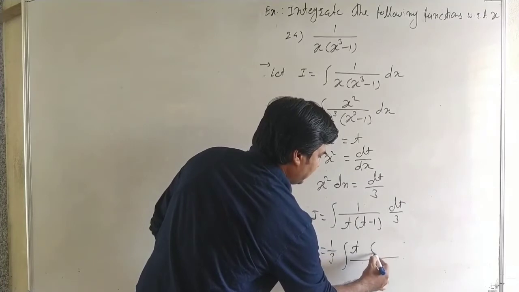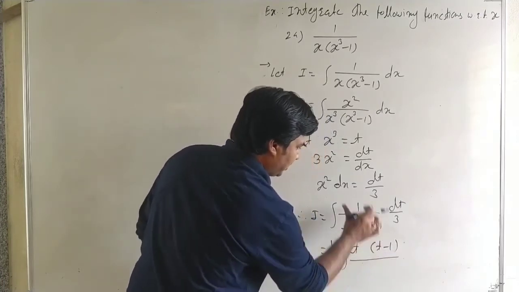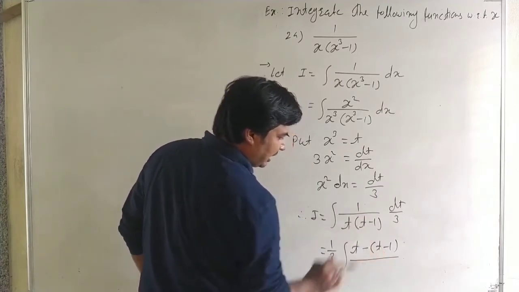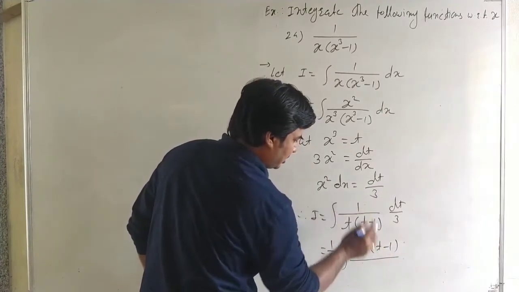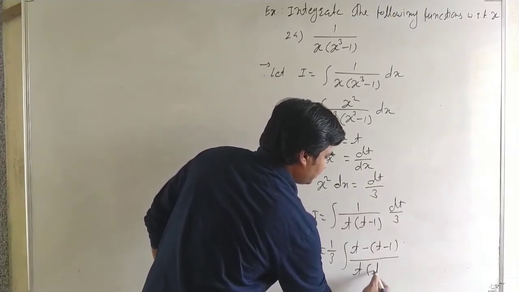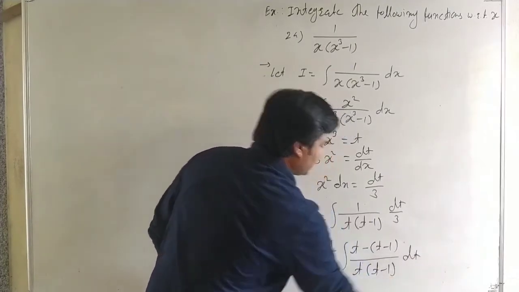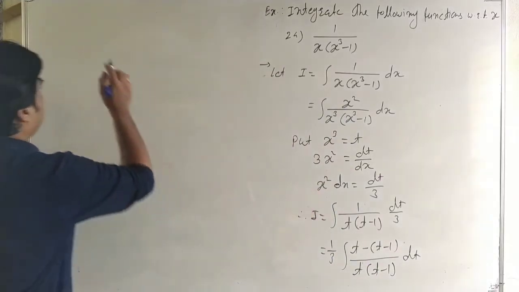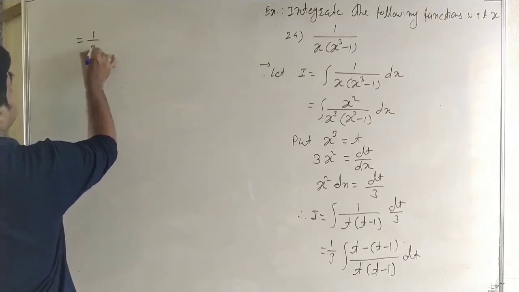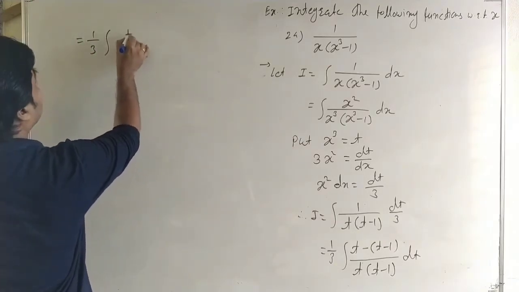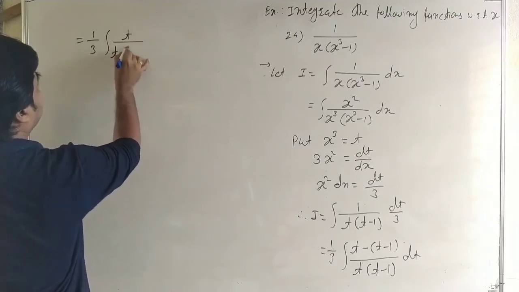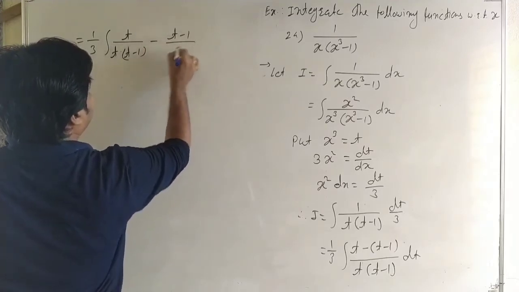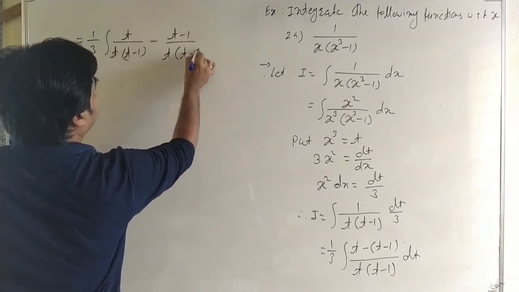The two linear factors t and t minus 1 are adjusted in the numerator, but the numerator has 1, so we write that minus t gets cancelled. It is minus 1, and it is plus 1, over t into t minus 1. See carefully, here we adjust two linear factors in the numerator. Now separate it: 1 by 3 into integral of t upon t into t minus 1, minus t minus 1 upon t into t minus 1, dt.